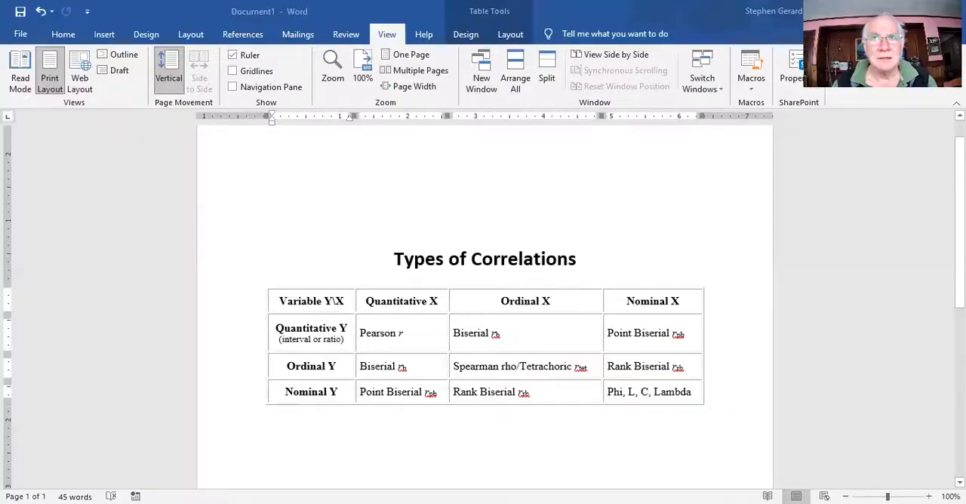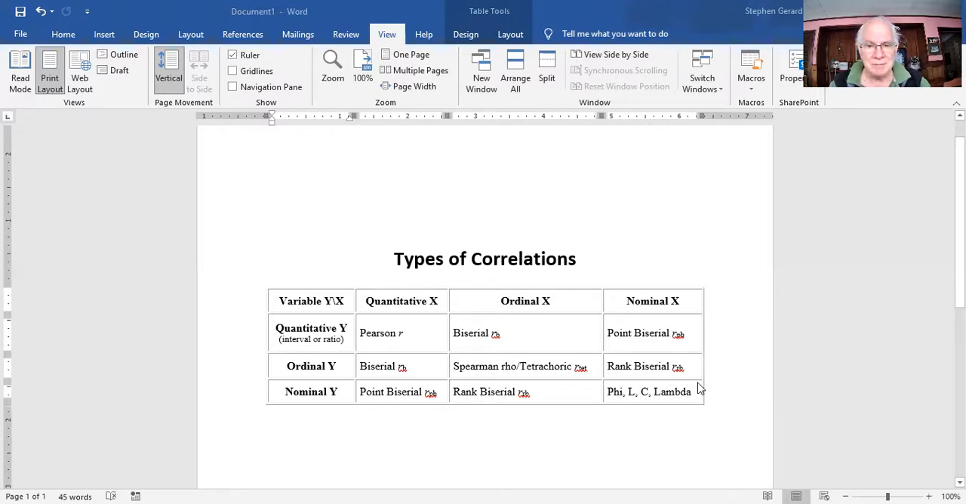I'd like to talk briefly about the different types of correlations. And one of the things I'm going to do in this is come back to a chart that I shared in the written work for this, in this week's readings. It's a little chart, and it's an important one to some extent.